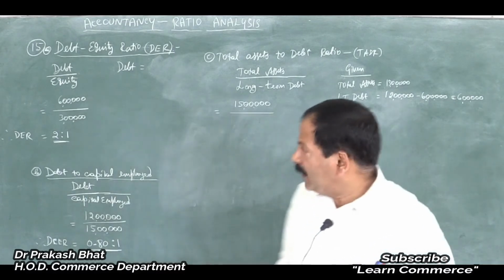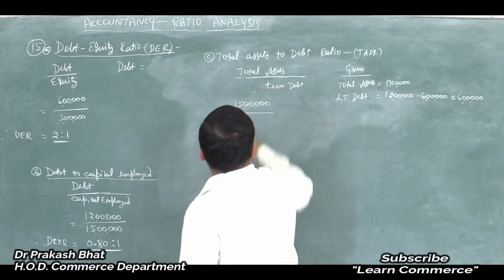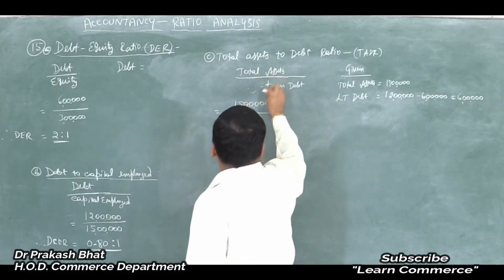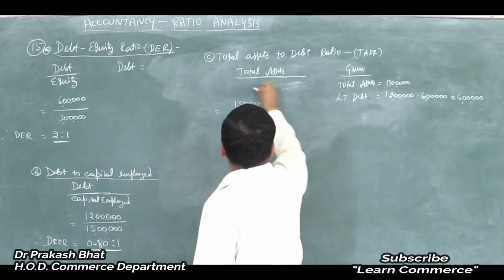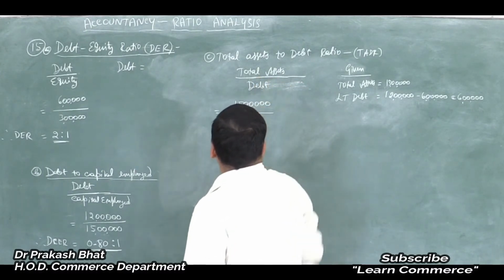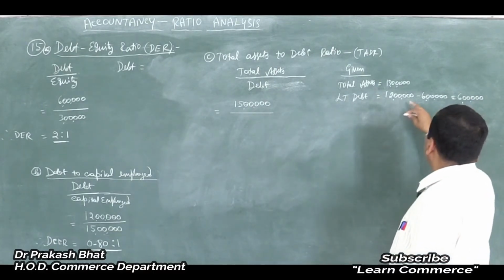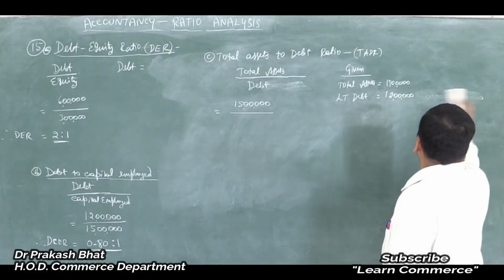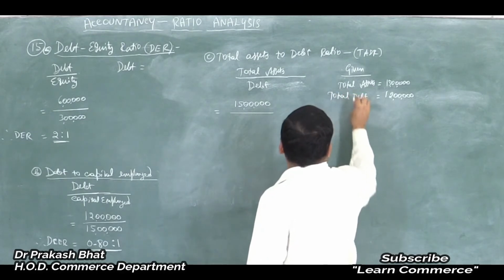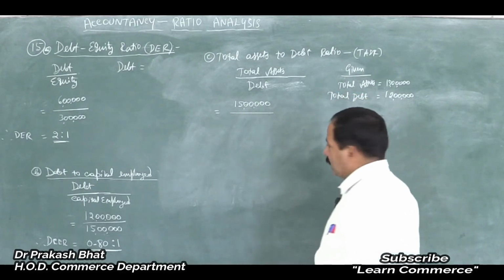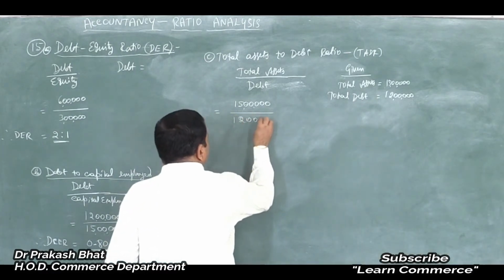I'm sorry, here you have to take not long-term debt. They asked us to calculate the total assets to debt ratio. Debt means total debt. You have to write here total assets to debt, so total assets divided by debt. Debt means total debt, so here it will be 12 lakh, already given in the problem. Total debt is 12 lakh, right? Yes. So divided by 12 lakh.